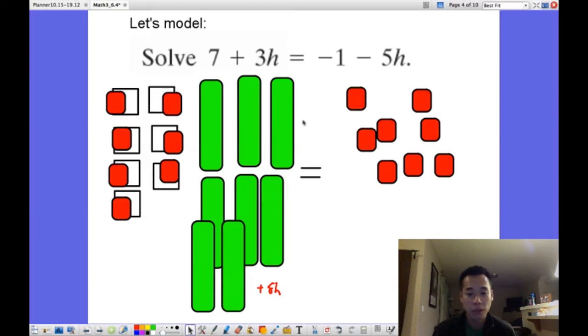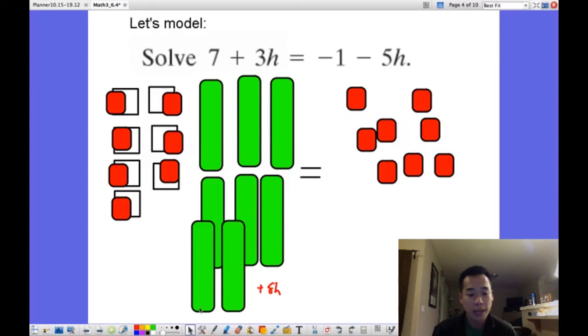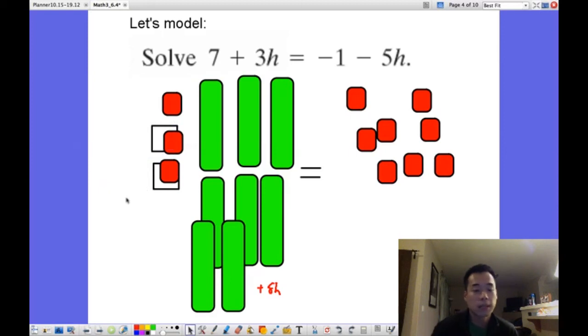Okay, so make sure I added 7. I can quickly check. 1, 2, 3, 4, 5, 6, 7, and here's my original one. And now I'm going to go and cancel everything that cancels. So this positive and negative 7 creates 7 zero pairs. So that's gone. That's gone. That's gone.